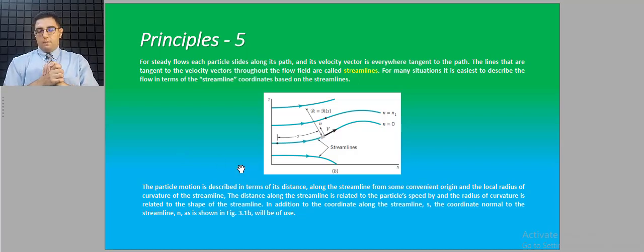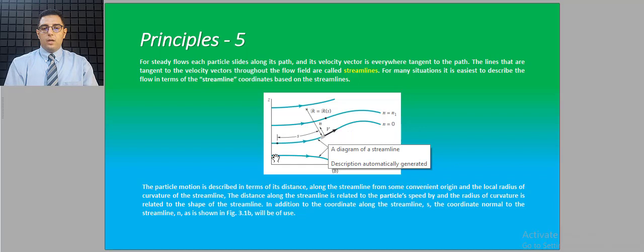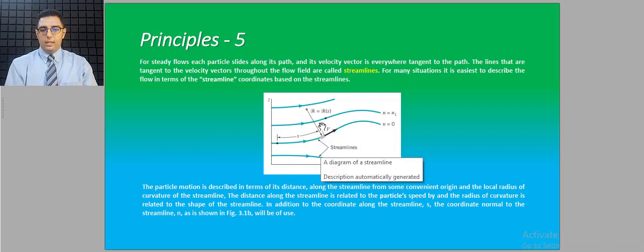In order to grasp the particle motion in a better way, we can apply it in a convenient origin as well as the local radius along a streamline. But the distance along the streamline itself is governed by the particle speed, as well as the radius of the curvature. When we are displacing from here to here, the distance is going to be governed by the curvature here, as well as the velocity vector.